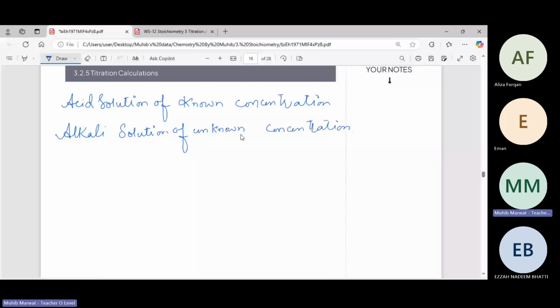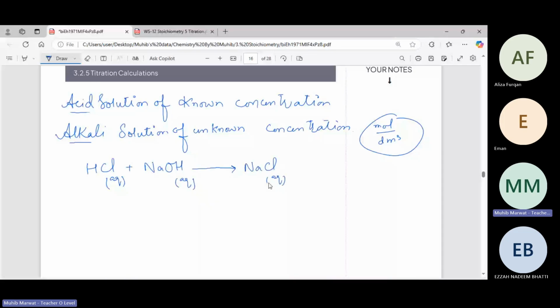In other words, we don't know how many moles are dissolved in 1 dm cube of solution, right? Similarly, we also know about the acid and we also know about the base. Let's take the simplest example: aqueous solution of HCl reacts with aqueous solution of alkali to form NaCl and water, and this type of reaction is called a neutralization reaction, right?